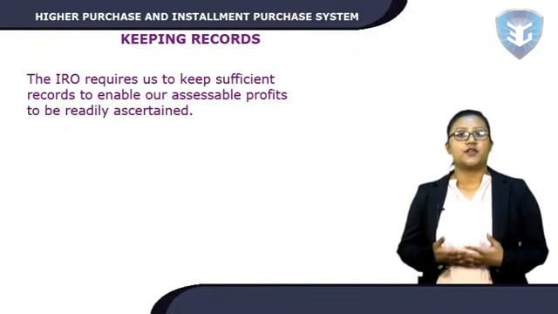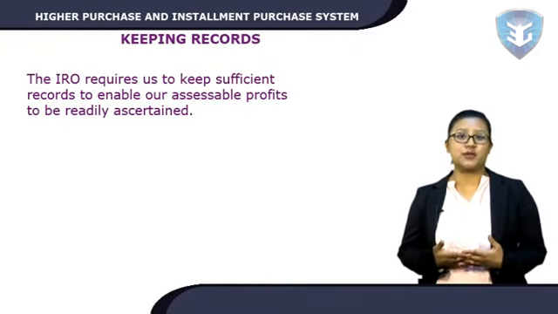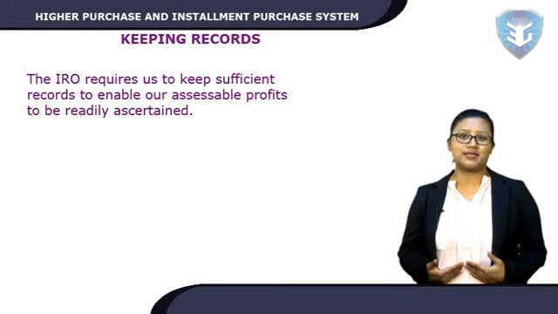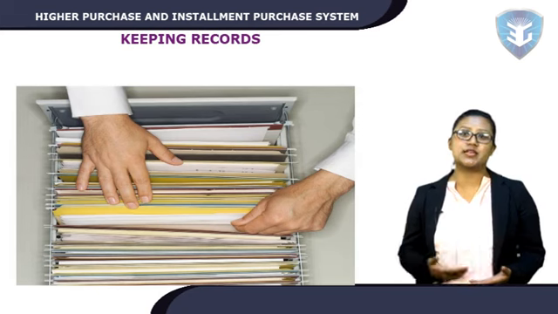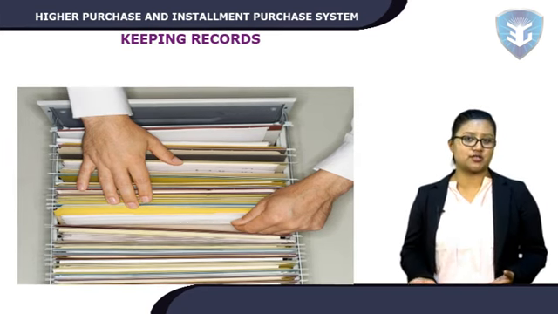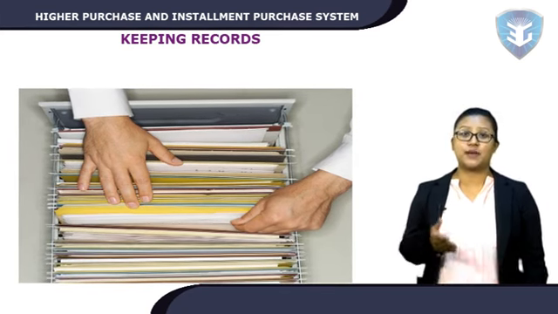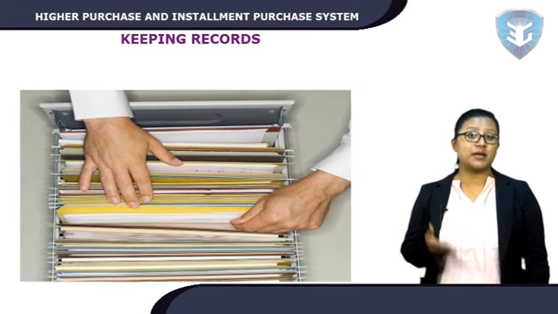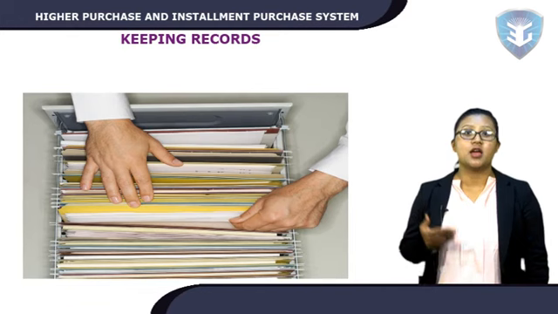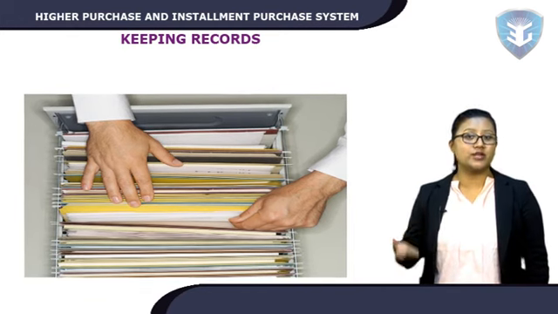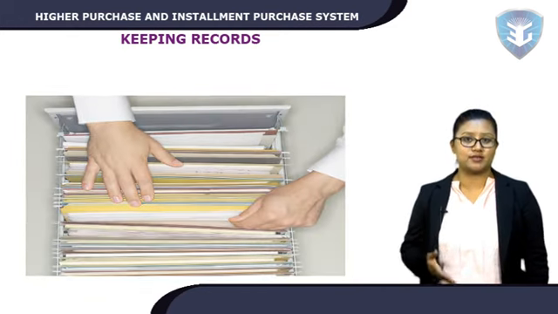Keeping records. The IRD requires us to keep sufficient records to enable our assessable profits to be readily ascertained. All records must be retained for 7 years from the transaction date. It is an offense not to keep adequate records. We can be penalized for not doing so by being fined up to $100,000. There are also many other sound reasons why we should keep accurate business records.